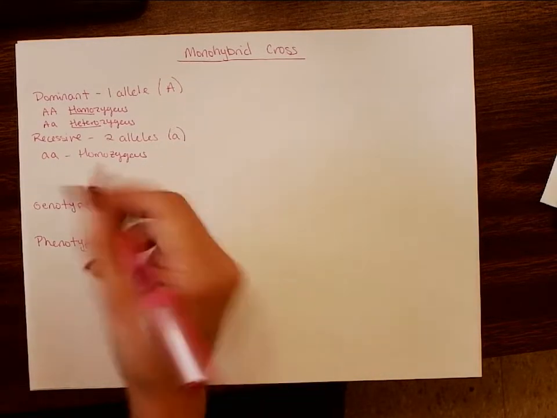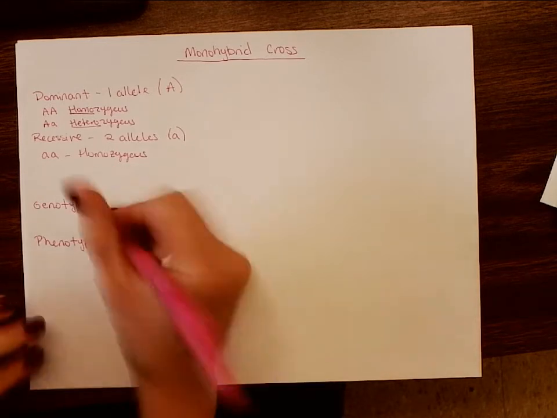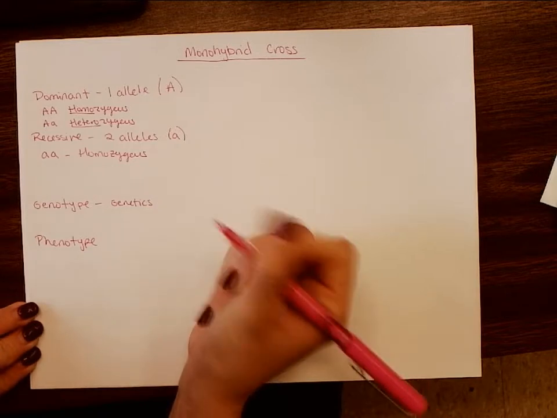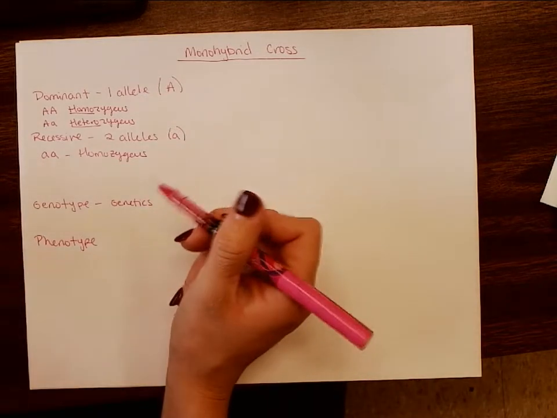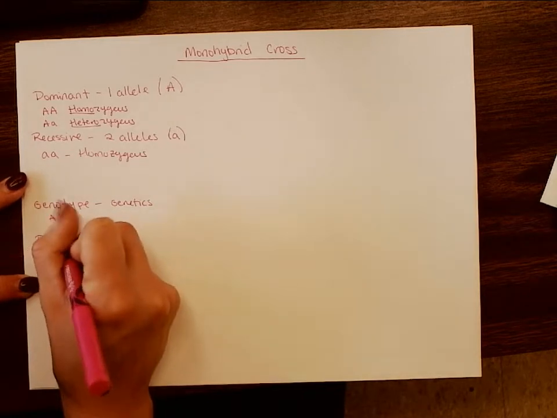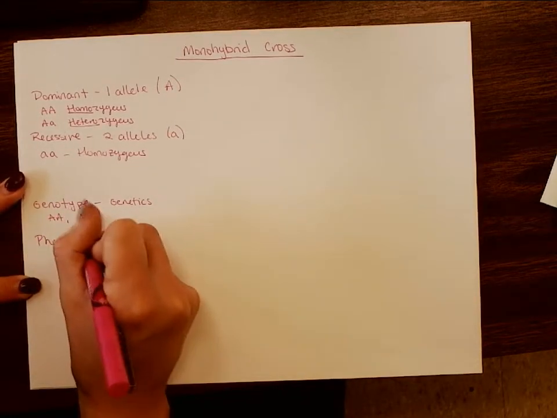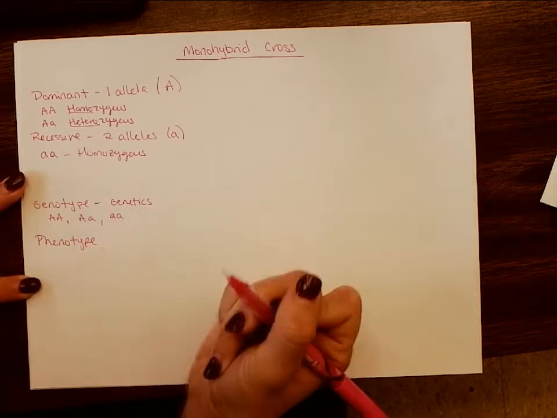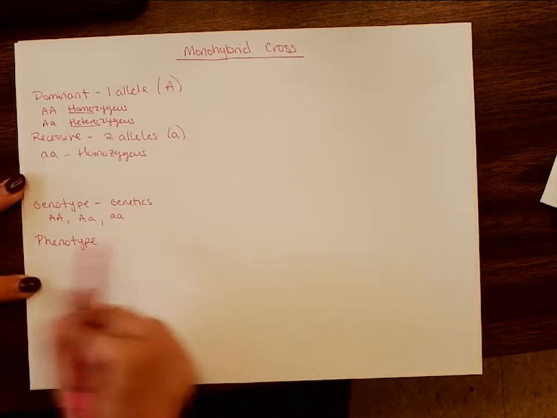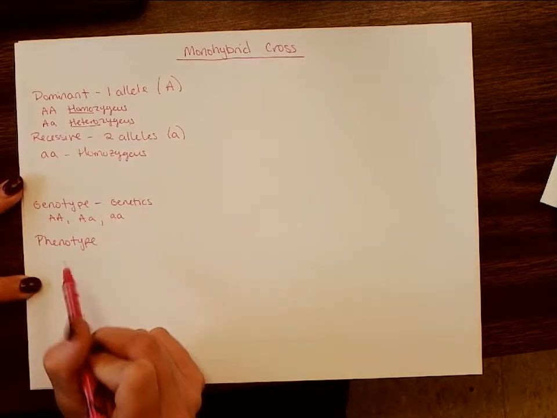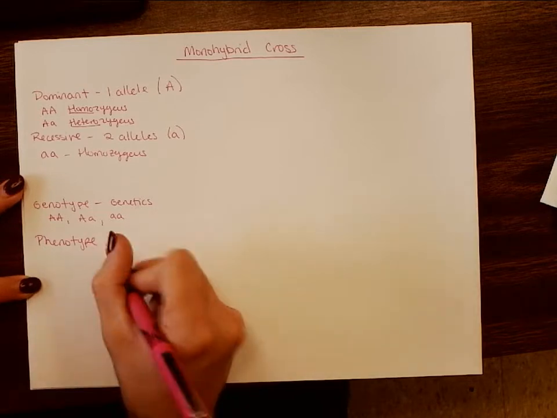A couple other vocab terms that we're going to need to know is the genotype and the phenotype of an organism. When we're talking genotype, this is the genetics of the organism. This is what we see in their DNA. So their genetics, they could be homozygous dominant, they could be heterozygous dominant, or they could be homozygous recessive. Now this is great to know because then when we know genetically what they look like, it'll then tell us the phenotype of the organism.